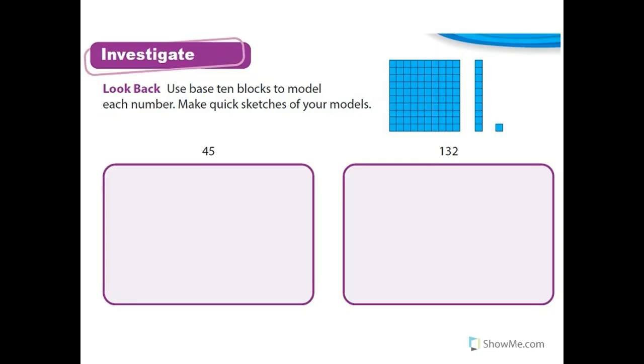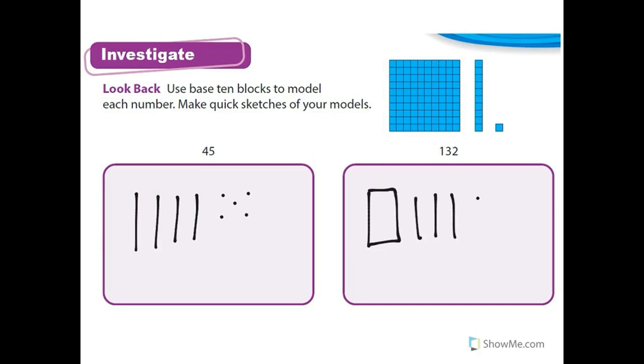So I'm going to use my 10s, 1, 2, 3, 4, and then my 1s, 1, 2, 3, 4, 5. So I've got 45 there. Then I'm going to use 100, and then 3 10s, and then 2 1s. 132 there.